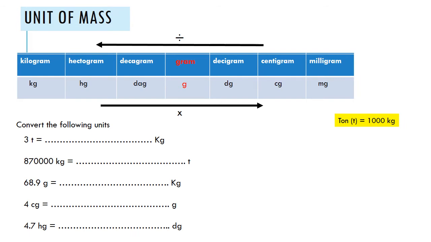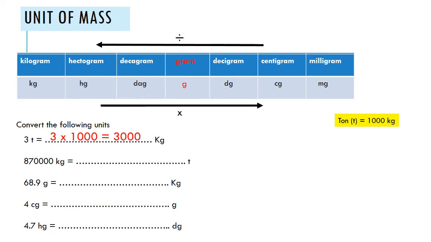For mass also we have a table. The main unit of mass is gram. Its multiples are kilogram, hectogram, decagram, and the sub-multiples are decigram, centigram and milligram. And pay attention to the note that 1 ton equals 1000 kilogram. So if you want to convert from ton to kilogram, we must multiply by 1000.